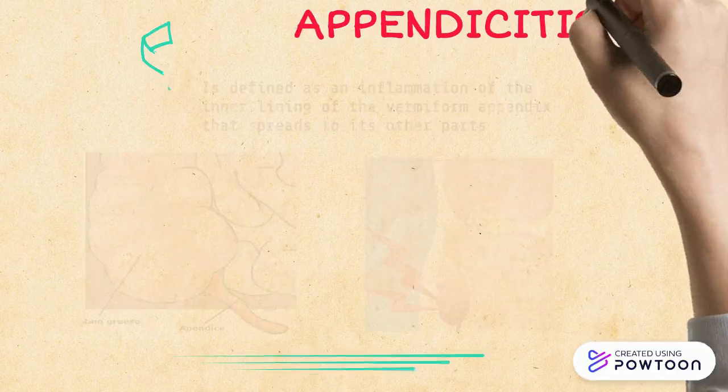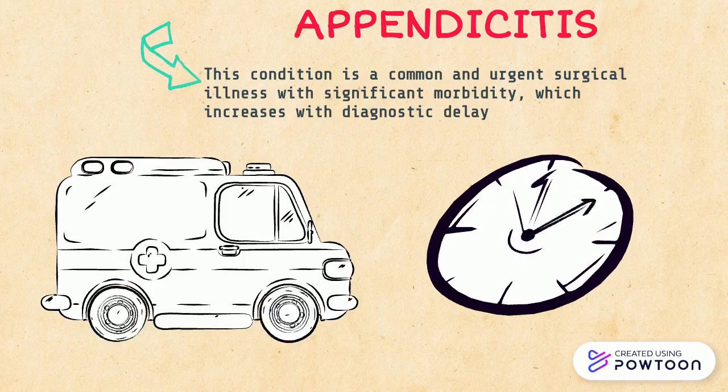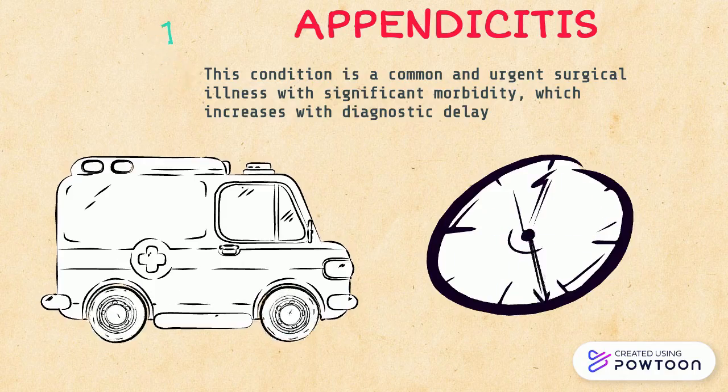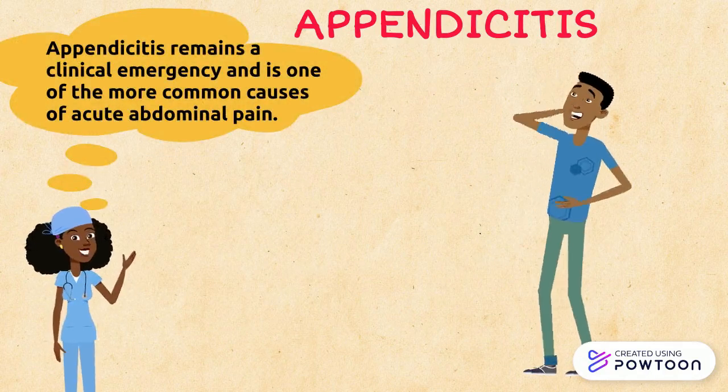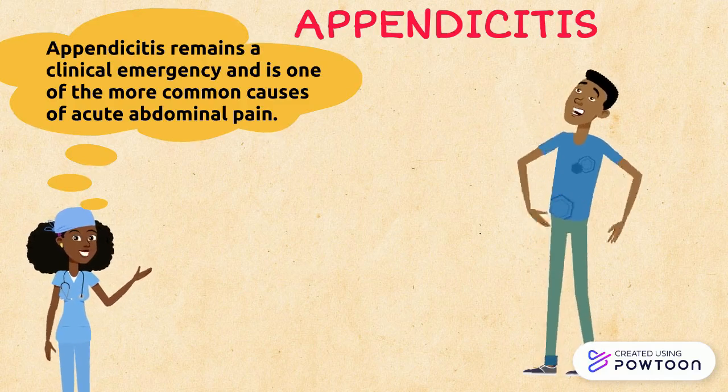Appendicitis is defined as an inflammation of the inner lining of the vermiform appendix that spreads to its other parts. This condition is a common and urgent surgical illness with significant morbidity, which increases with diagnostic delay. It remains a clinical emergency and is one of the more common causes of acute abdominal pain.